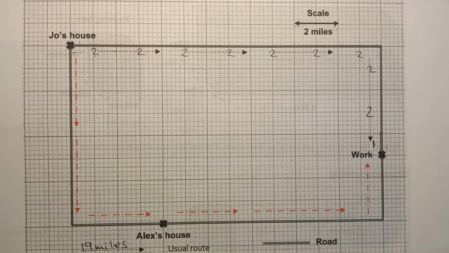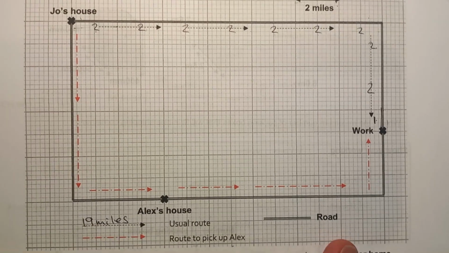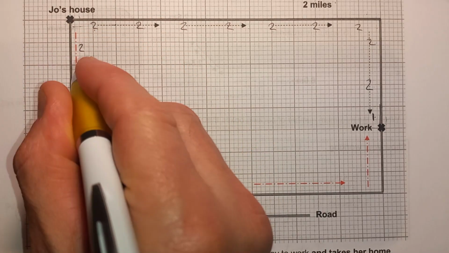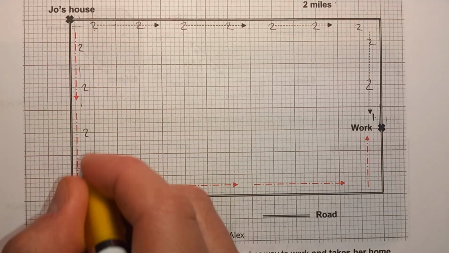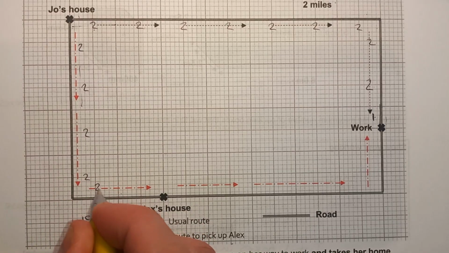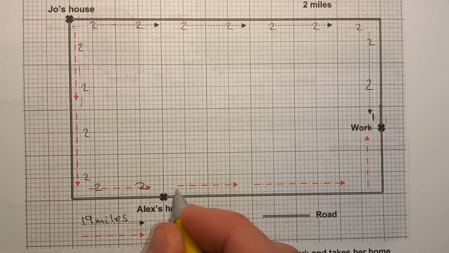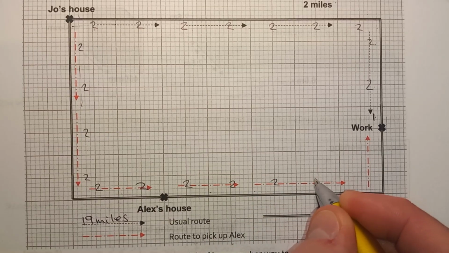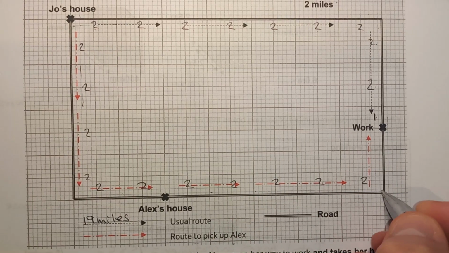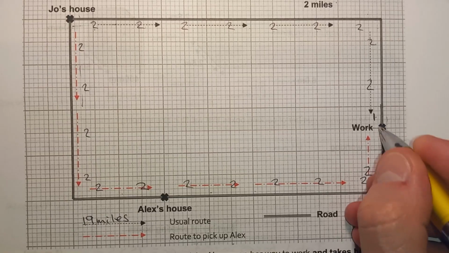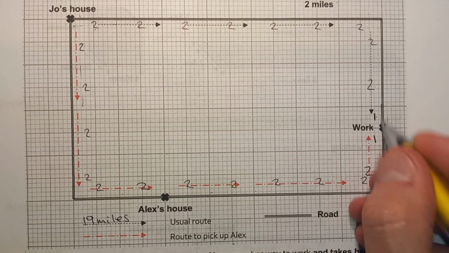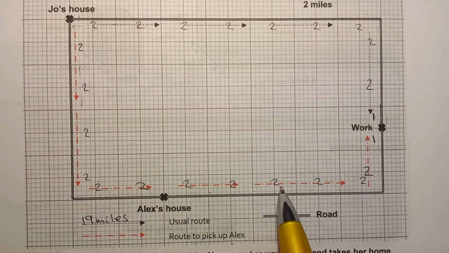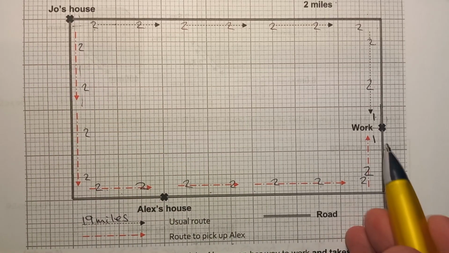miles. And now we're looking at the red route. So again, each of these is 2. So 2, another 2, 2, 2 here, 2, 2, 2, 2, 2, 2 miles. And we're going up for 2 miles. And this is just 1 again because it's half of one of those big boxes. So 2, 4, 6, 8, 10, 12, 14, 16, 18, 20, 22, 24, 25.